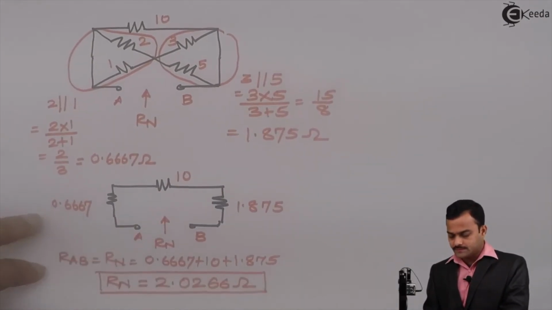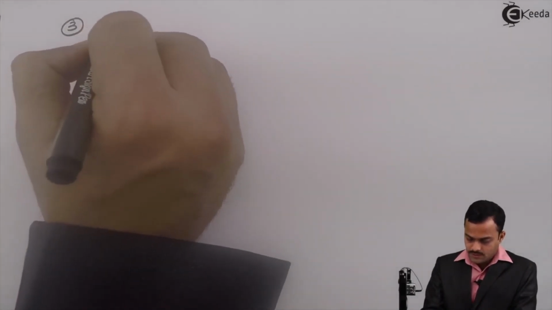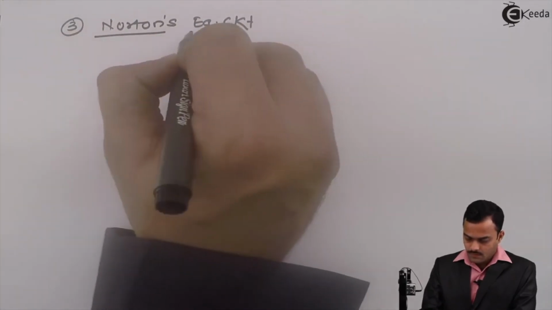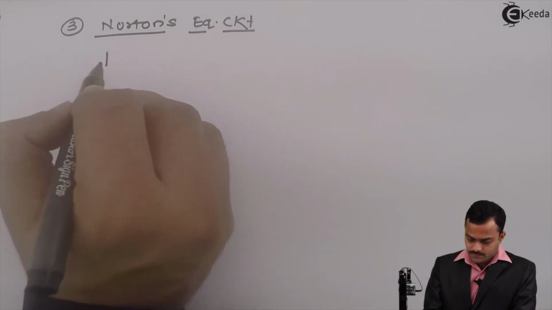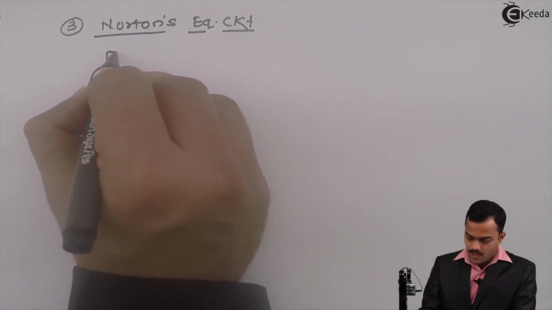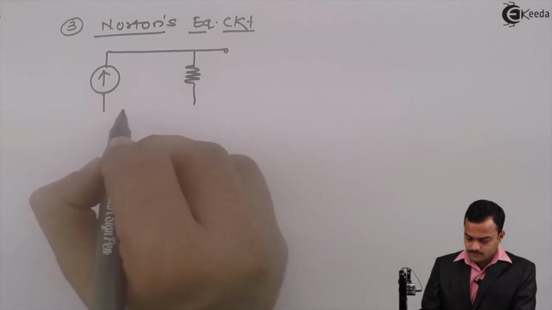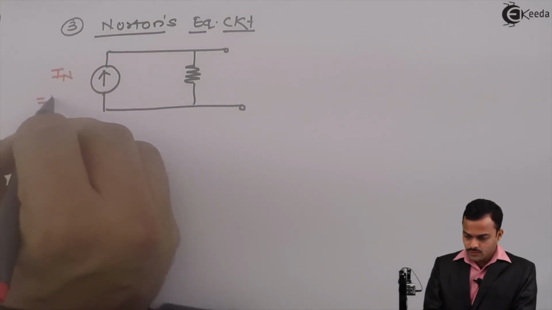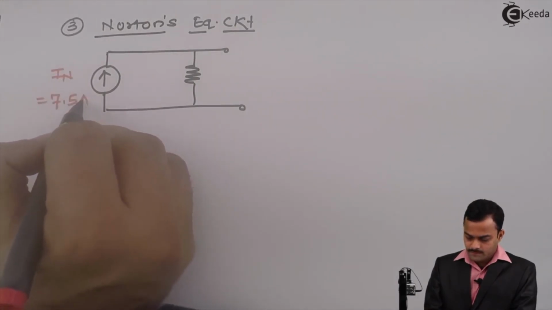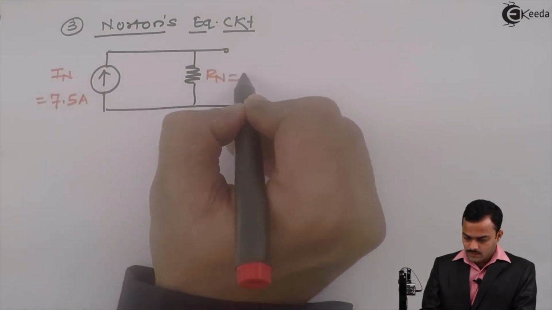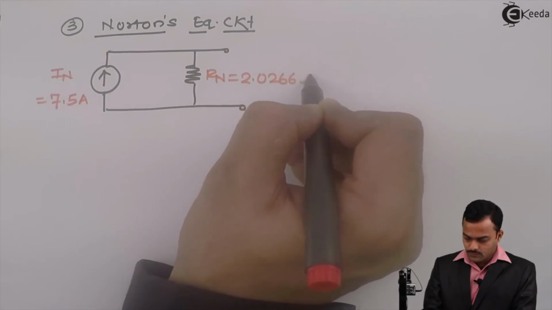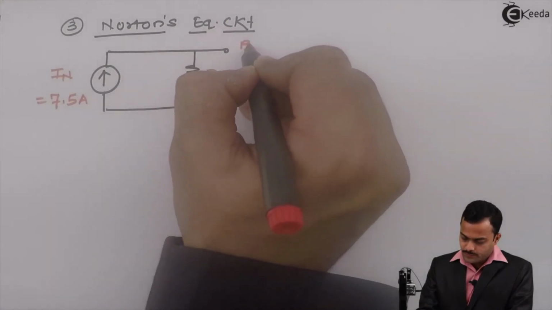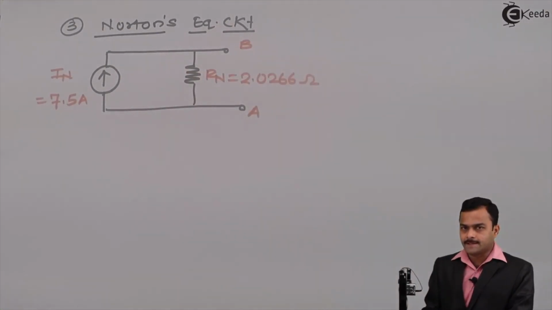Let's go to step number 3, that is Norton's equivalent circuit. It will have a current source and a resistance parallel to it. So the current source I am having is IN equal to 7.5 ampere and Rn is 2.0266 ohm. Now we got IN flowing from B to A. So this point should be B and this point should be A.